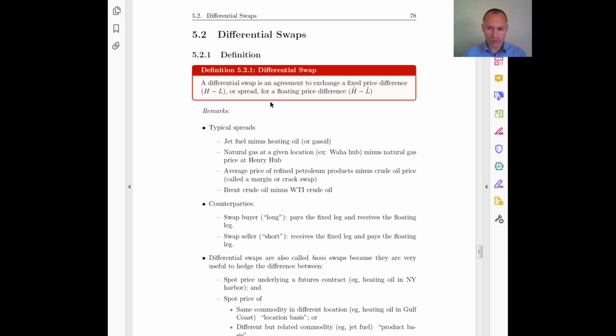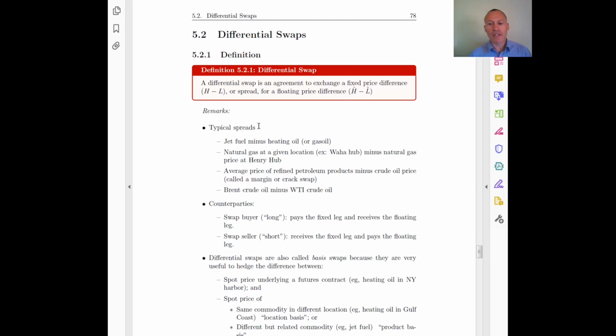It's very similar to a standard swap, but now the word differential means that what we are exchanging is a price difference. So there is a difference between two products, and this will be a fixed amount, and the other leg will pay the spot difference between those two prices, so a floating price difference, if you will.